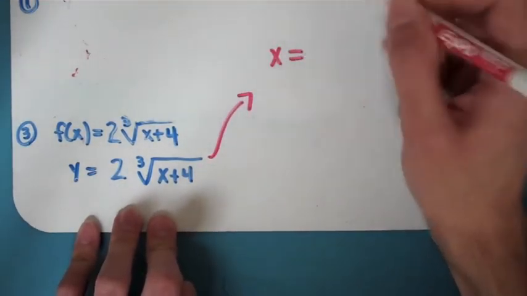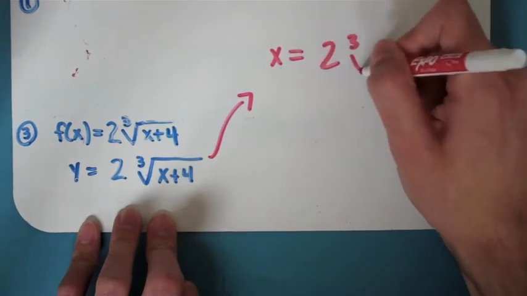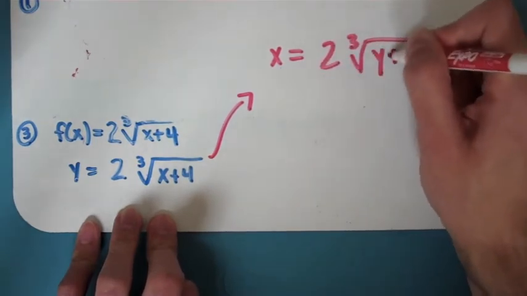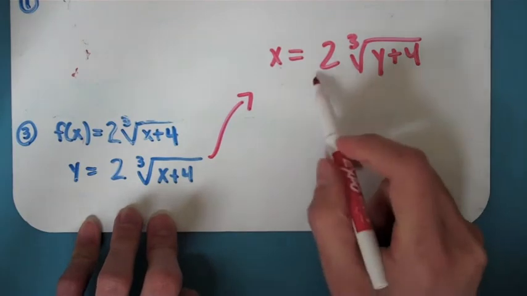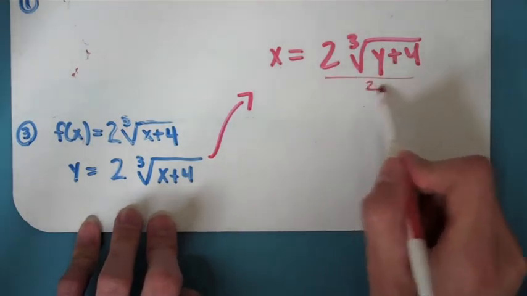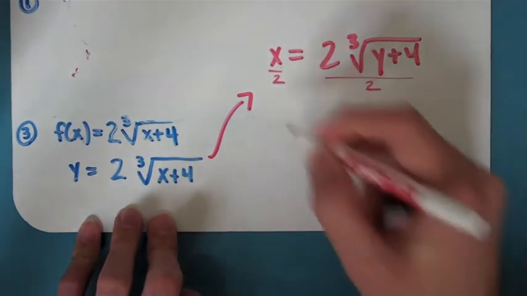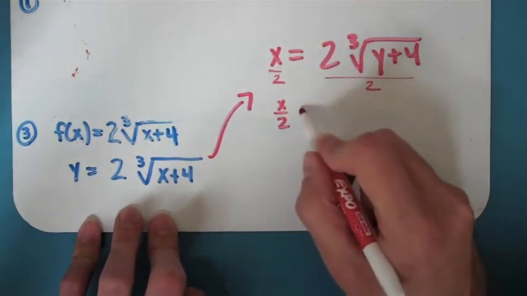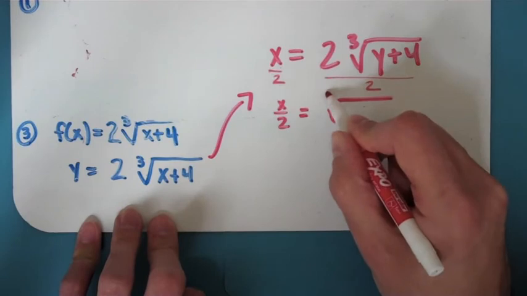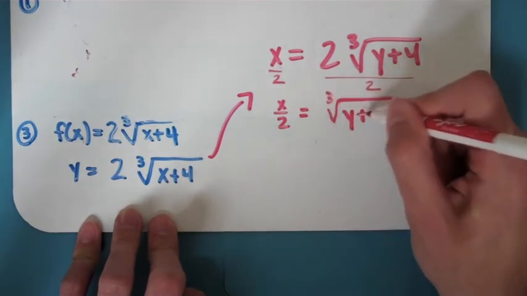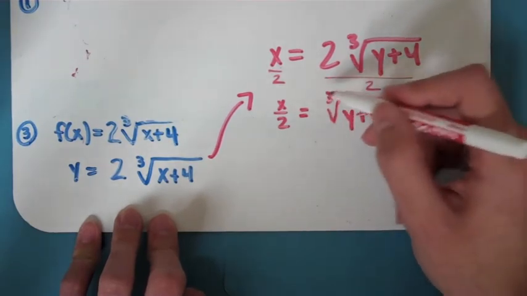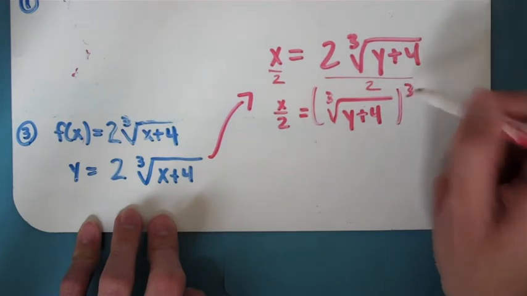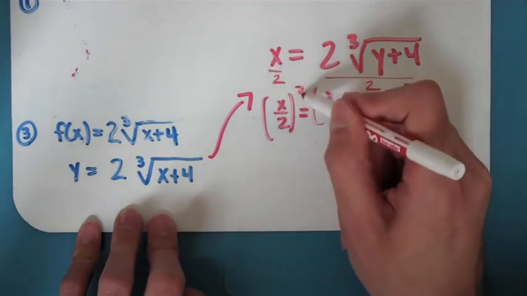I end up with x equals 2 times the cube root of y plus 4. Well, the first thing I need to do is get rid of this 2. I'll do that by dividing by 2 on both sides. So I end up with x over 2, or 1/2 x if you prefer, equals the cube root of y plus 4. Well, to cancel out a cube root, I need to cube both sides of my equation right here.